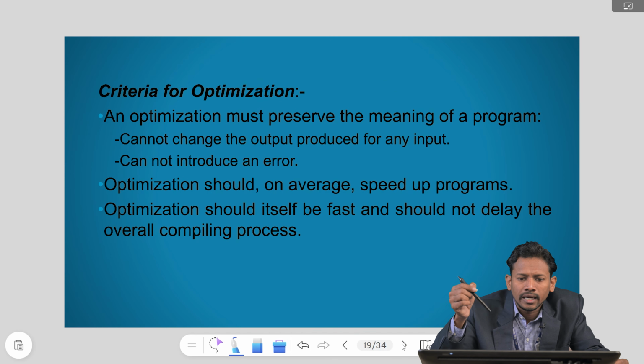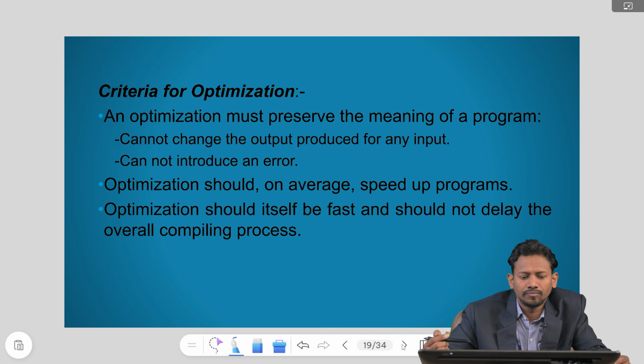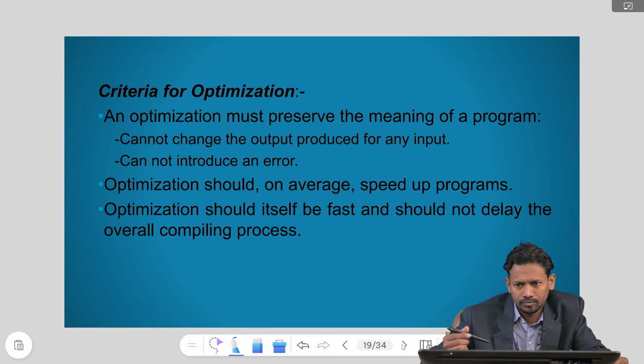What are the factors to be considered for an optimization phase? The optimization phase must preserve the meaning of the program. It cannot change the output produced by the program. After the optimization phase, the program structure should be preserved. The meaning of the program cannot be changed, and it cannot introduce an error. Optimization should speed up the programs.